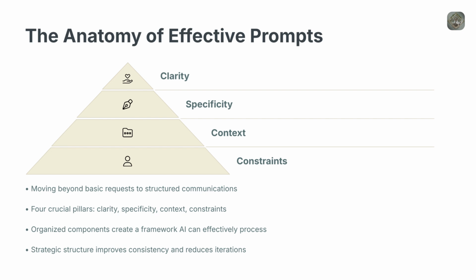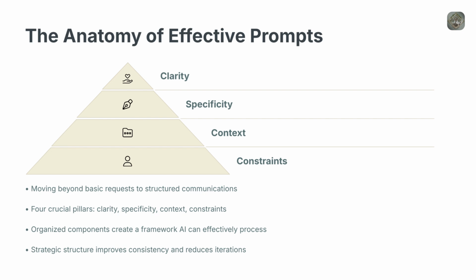Think of this as similar to effective human communication. When you provide clear instructions with appropriate context and specific parameters to a colleague, you're much more likely to receive the results you want. The same principle applies to AI, but with even greater importance due to the literal way AI systems process information.